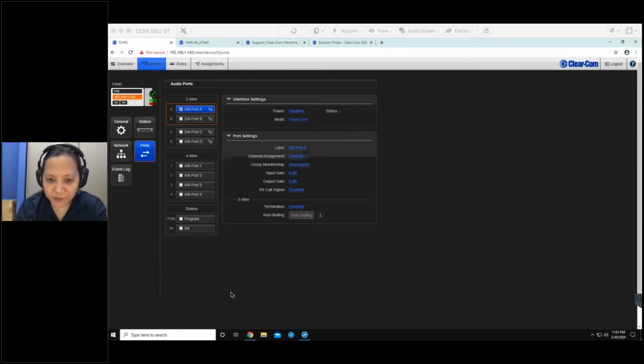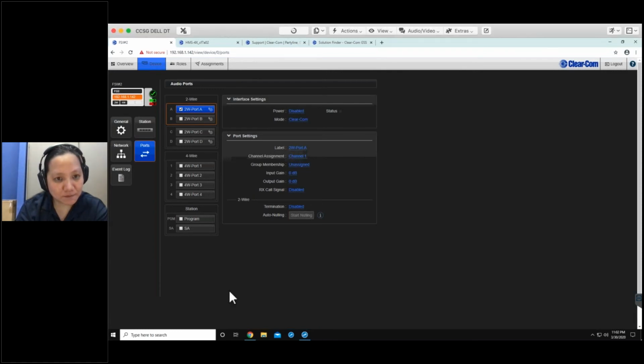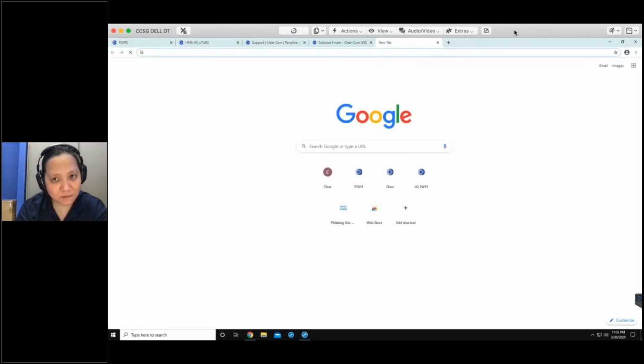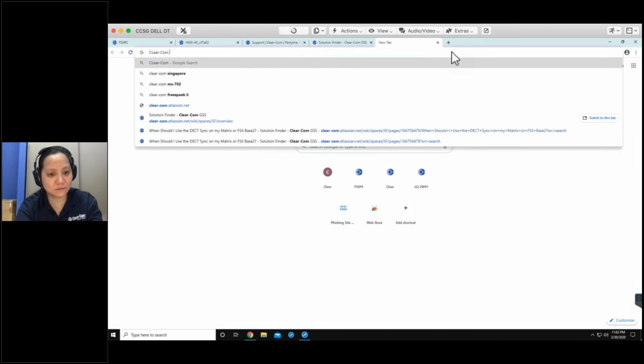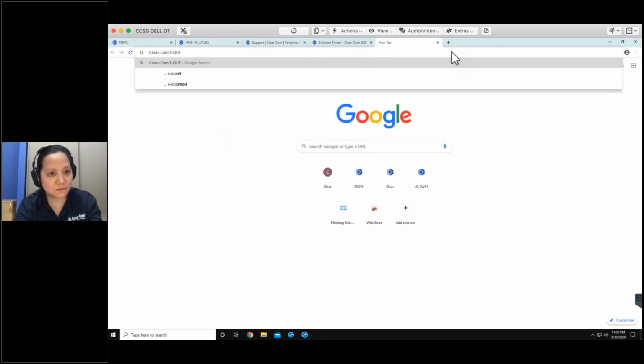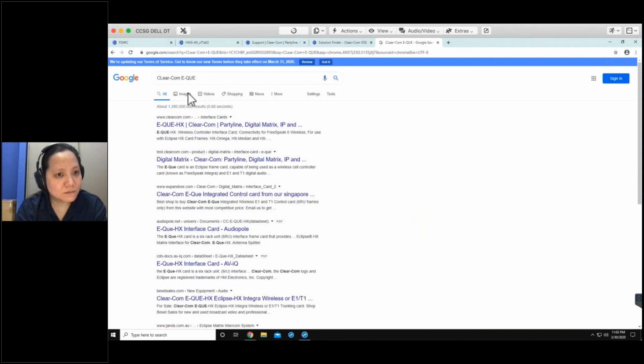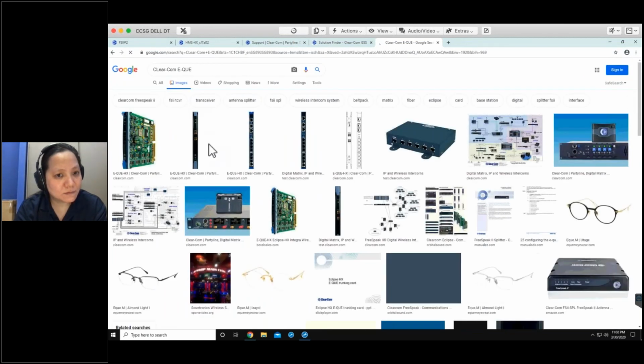Is there a way to sync a Freespeak II and a Freespeak card? Yeah, that's a tricky one there. Yes, you can. They're on the matrix card, the EQ card of a matrix, which at this point has become the legacy card because we've gone to IPA cards. But on the EQ card, there is a sync in and out. So I could come out of my base station with a Cat5 cable and go into the EQ card and do the DECT sync between those two devices. Absolutely. That's a good question, Jim.